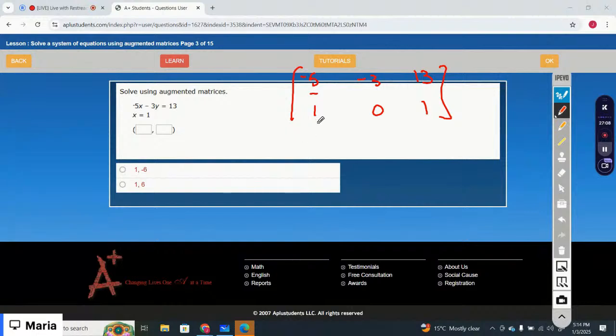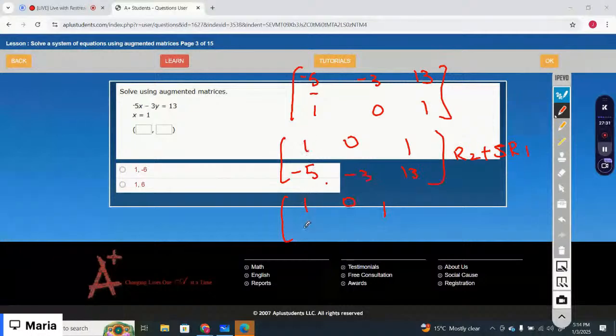The first thing is to take R1 and R2, right? So that would be 1, 0, 1, -5, -3 and 13. You have to make 0 here. We need to multiply R1 and subtract from R2. That is R2 plus 5 R1.